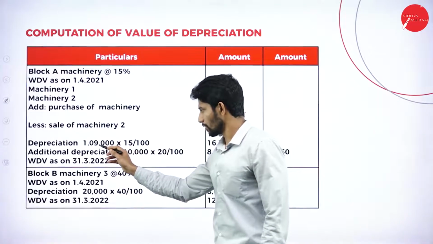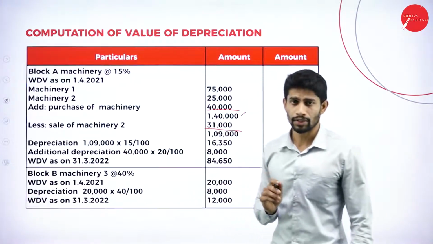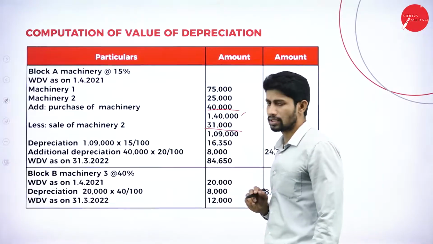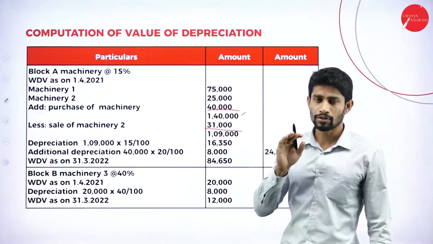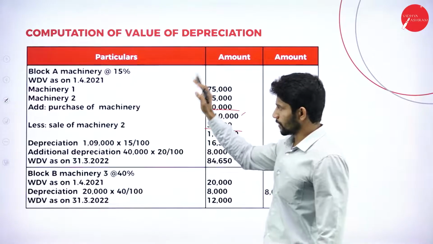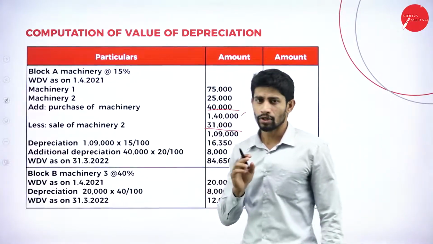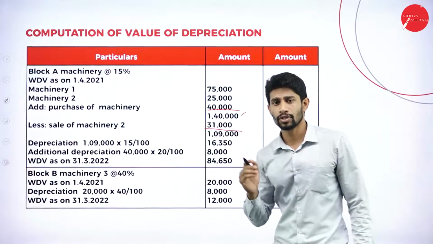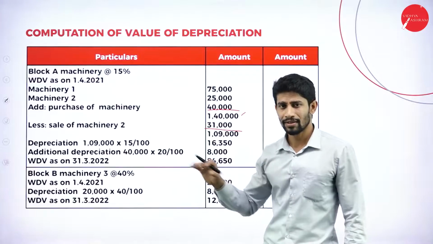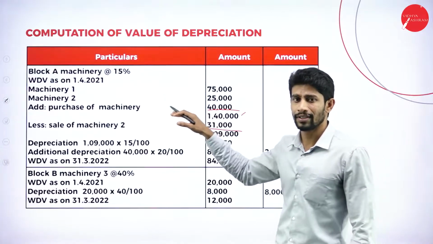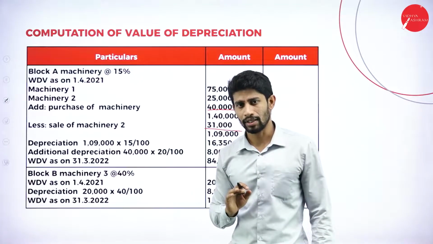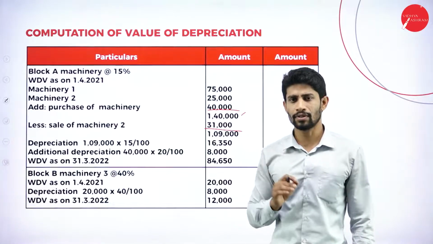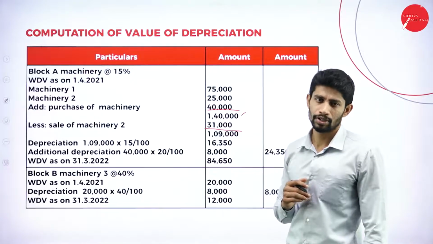So depreciation is 1,09,000 into 15%. So the value we will get is 16,350. And also with respect to this block A, you are supposed to give additional depreciation. Why are we supposed to give additional depreciation? Because we are giving depreciation with respect to plant and machinery. So there is a provision to give additional depreciation of 20% for plant and machineries.